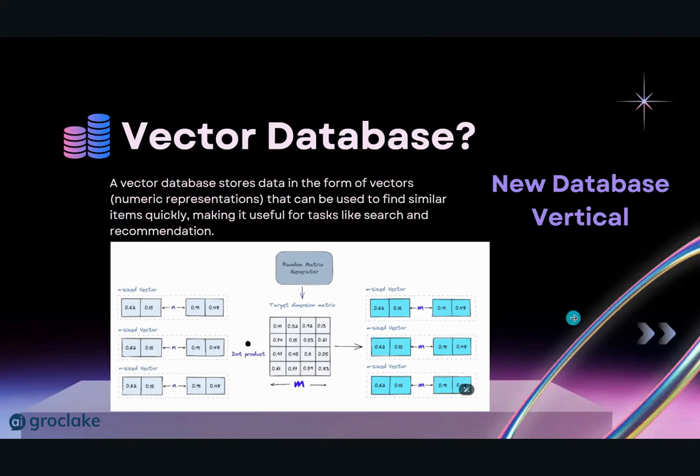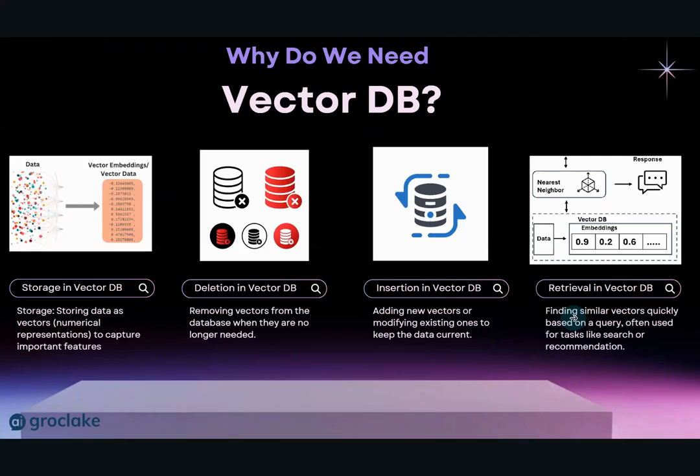How these vector databases actually work is that any database has four main functions, which are storage, deletion, insertion, and retrieval. In vector databases, storage works as follows: first we convert the data into vector embeddings. These could be converted using any tool you have, like OpenAI provides embedding tools, and many LLM providers offer these tools. You can use them to convert your data into vector embeddings.